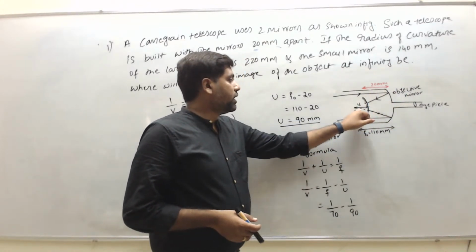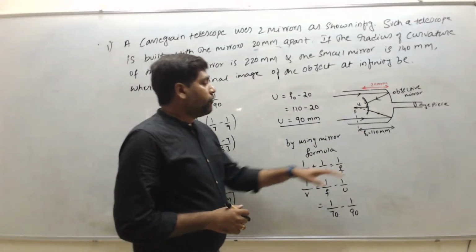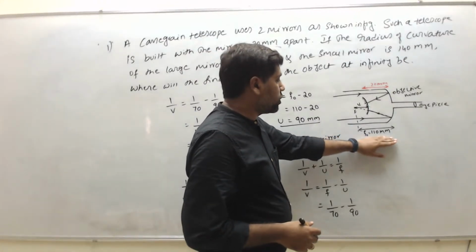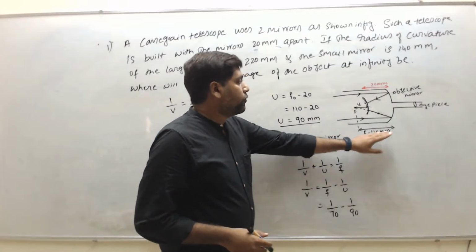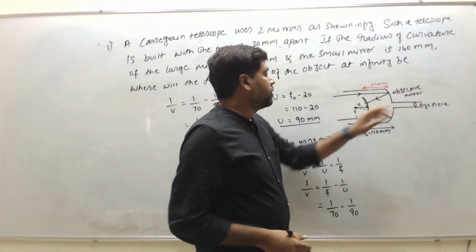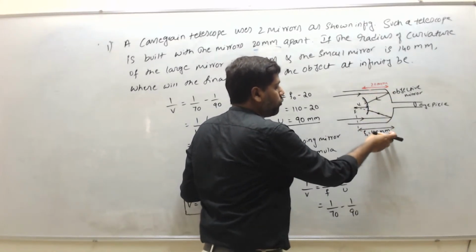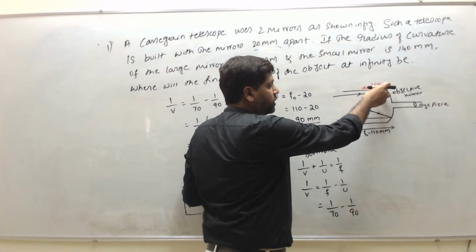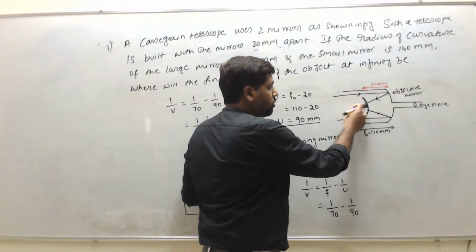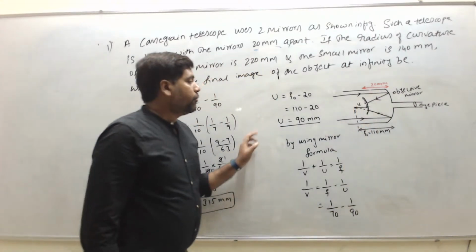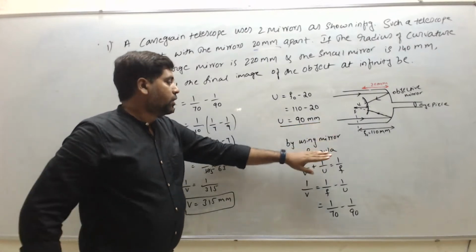So for that reason only we have to calculate the object distance for the second mirror. We know the image is formed at focus because the rays are coming from infinity. We know the value of the focal length of the objective mirror. From this objective mirror distance, that is focal length minus separation between these two mirrors, we get the distance of the virtual object to the secondary mirror, that is U is equal to 90 millimeter.